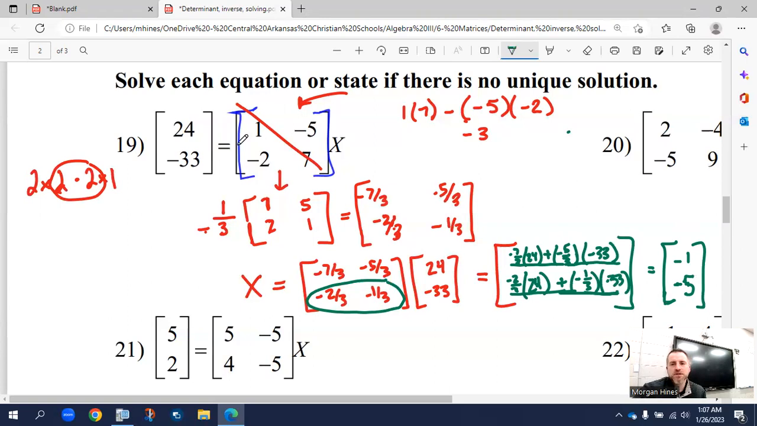Then this matrix in the blue, the original matrix, if we applied that as a transformation to that vector, and we're going to make it move, stretch, reflect, whatever, then where would it move to? It would move and become the vector 24, -33. So that's the transformation. That transformation takes -1, -5 to that new location.